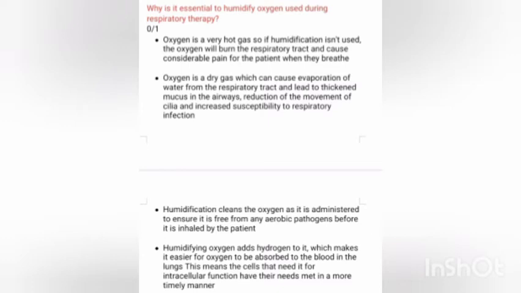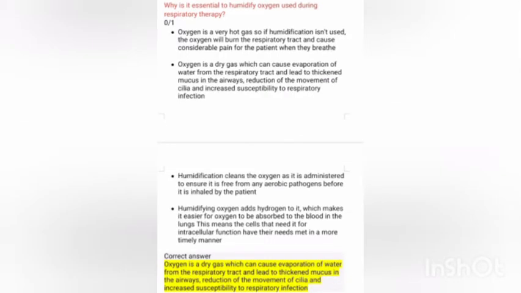Option D, humidifying oxygen adds hydrogen to it, which makes it easier for oxygen to be absorbed into the blood in the lungs. This means the cells that need it for intracellular function have their needs met in a more timely manner. The correct answer is option B. Oxygen is a dry gas which can cause evaporation of water from the respiratory tract and lead to thickened mucus in the airways, reduction of the movement of cilia, and increased susceptibility to respiratory infection.